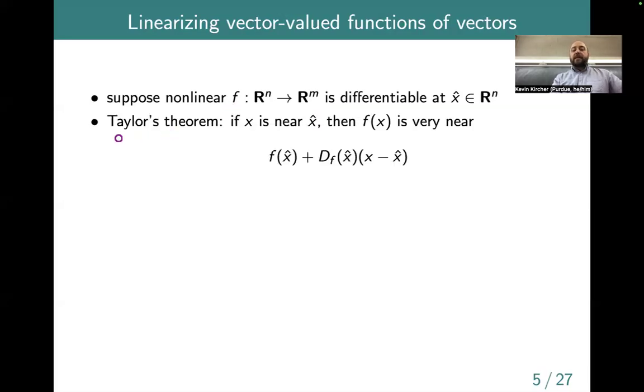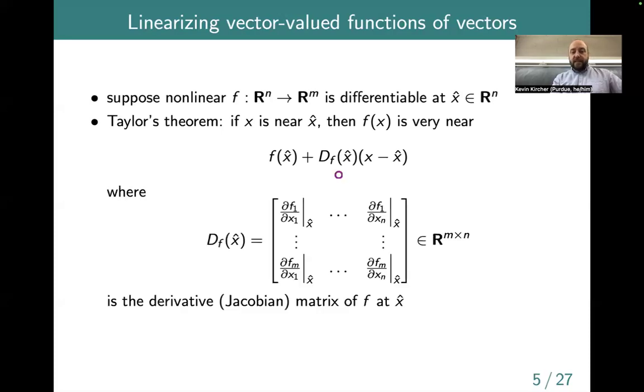Okay, so again, there's a Taylor's theorem in this higher dimensional case. And it says basically the same thing: if our variable x is in the neighborhood of some known point x hat, then the true nonlinear function value f of x is very near the linear approximation. So rather than being a line in one dimension, this would be a plane in 2 dimensions or a hyperplane in higher dimensions.